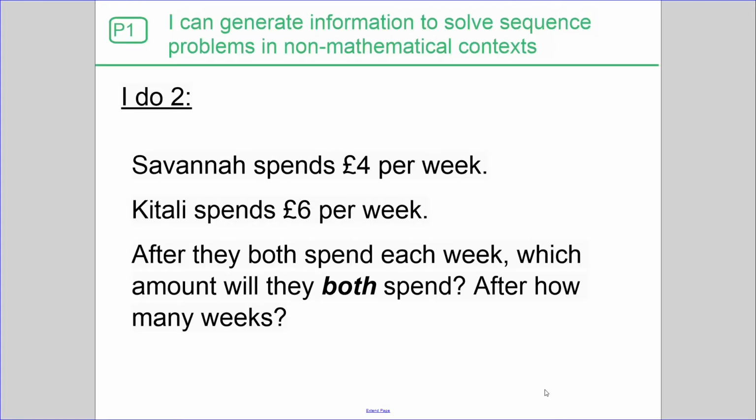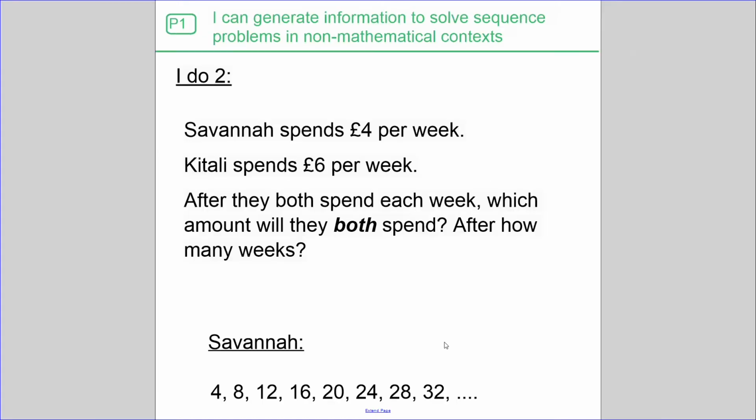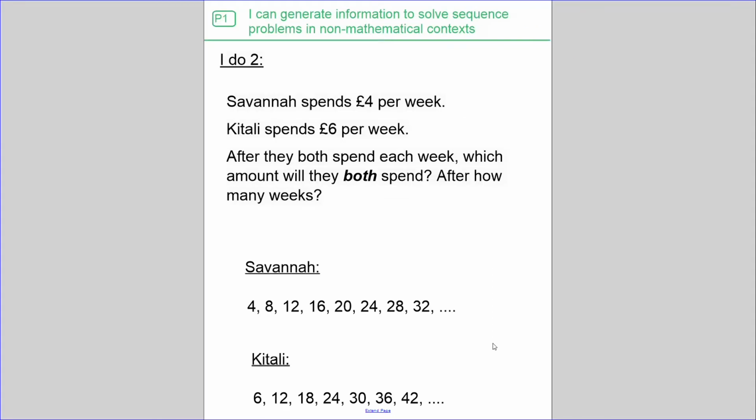Let's have a look at a different type of question. Savannah spends £4 per week. Kitali spends £6 per week. After they both spend each week, which amount will they both spend after how many weeks? So as you can see, Savannah spends £4 per week. So we're going to write a sequence for Savannah: 4, 8, 12, 16, 20, and so on. We can see Kitali spends £6 per week. So we're going to write a sequence for Kitali, starting with 6, 12, 18, 24, and so on.